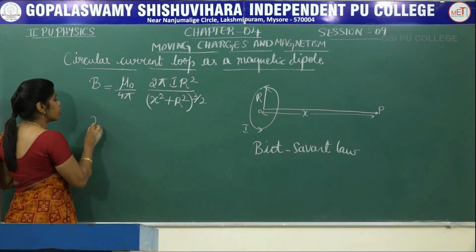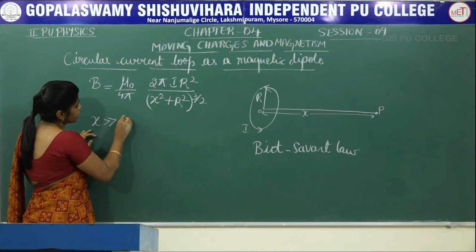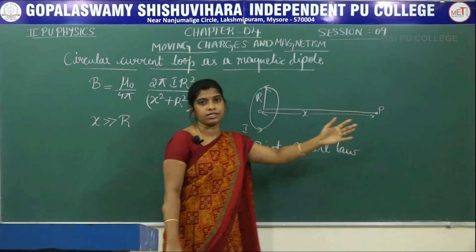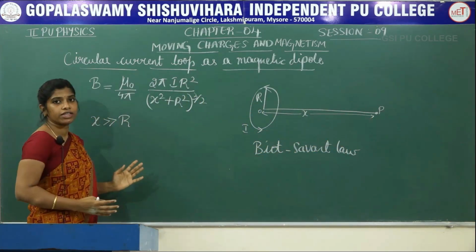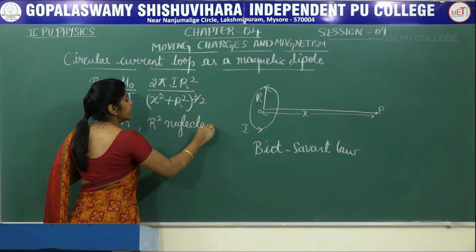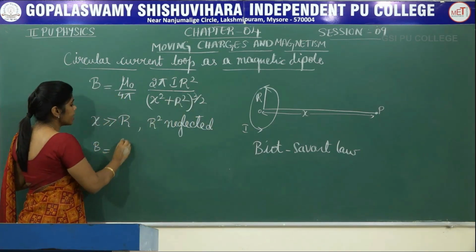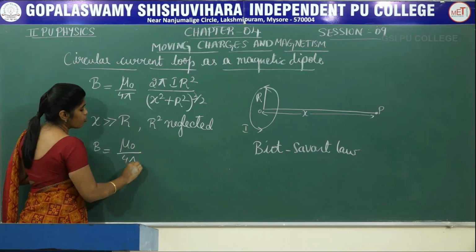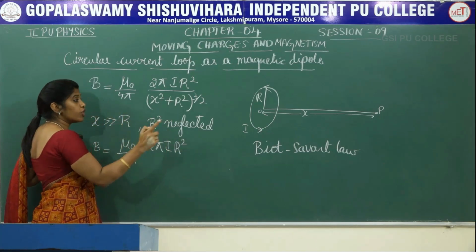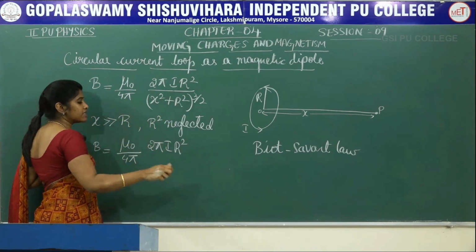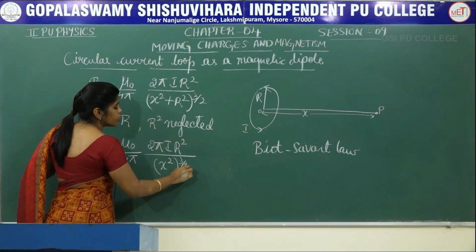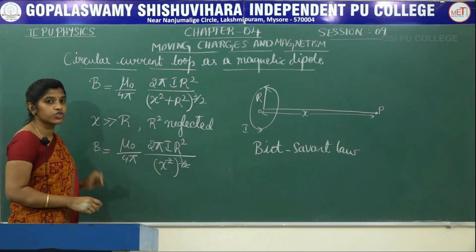Now let me consider x is very much greater than r. That is, the point P is at a very large distance. So when x is much greater than r, I can neglect this r square in the denominator. B will be equal to mu naught by 4 pi into 2 pi I r square divided by x square whole power 3 by 2, which gives x cube. The 2 and 2 get cancelled.